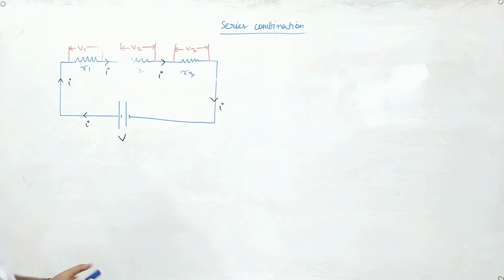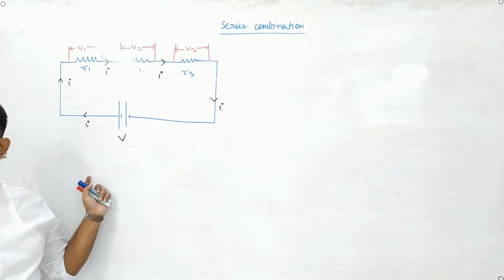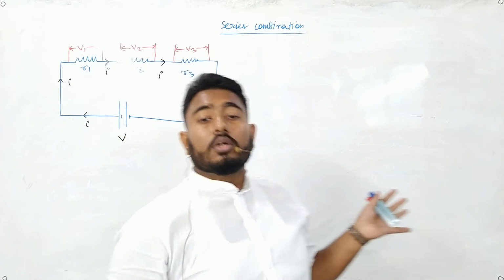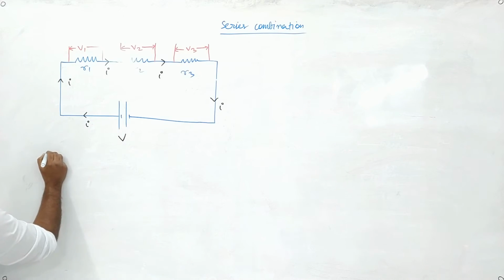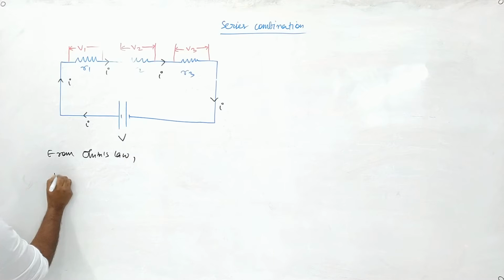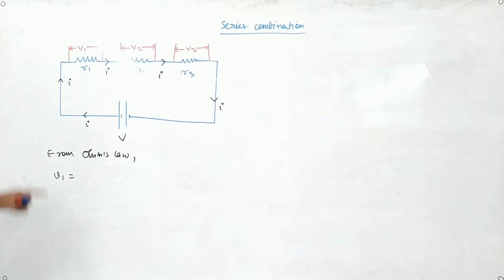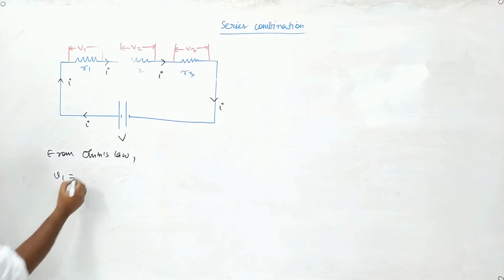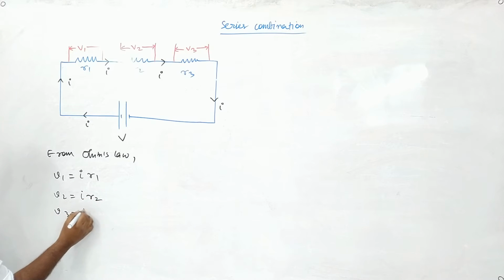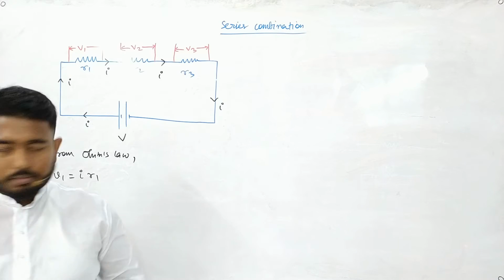Okay. Can you tell me what will be the value of V1 according to Ohm's law? What was the equation of Ohm's law? V equals IR. So from Ohm's law, V1 will be equal to, is it I1 or I? What is the resistance? So that will be I into R1. What will be V2? IR2. Good. What will be V3? IR3. Okay, we got this.